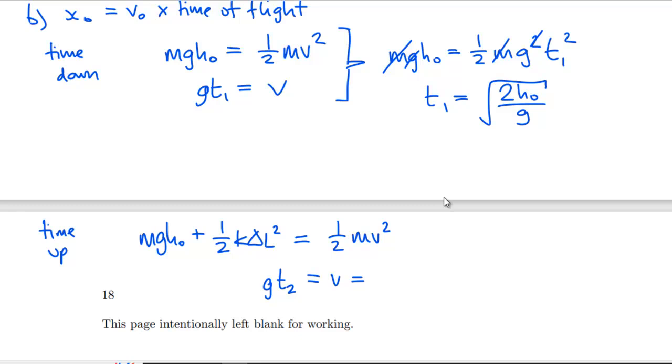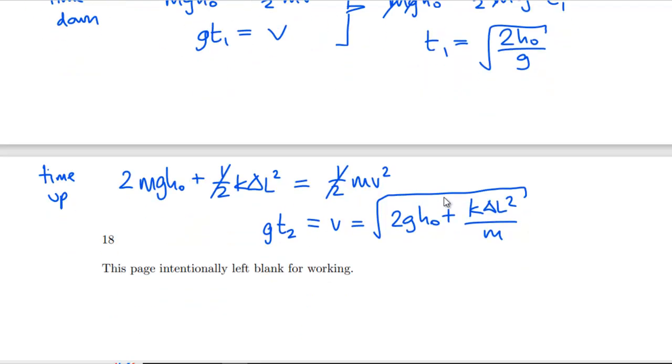We can get rid of, well, not a lot actually. Right, well, let's get rid of those halves and put a 2 there. So we're going to have 2gh0 plus k delta L squared over m, square rooted. Right, so that's given us v. We need to then divide that by g in order to get t2, but that's okay. So, scrolling down a bit more, because we just have to do v0 multiplied by time of flight to get our x0.